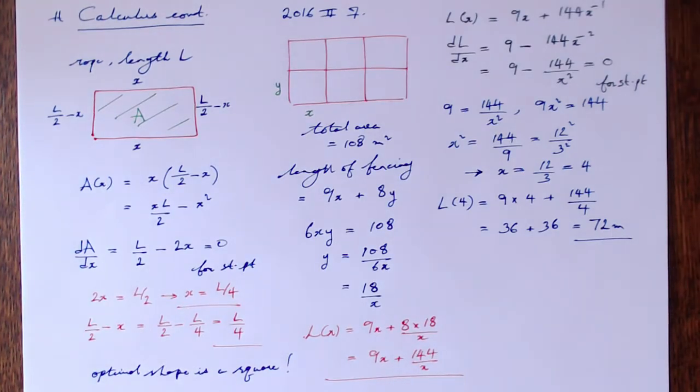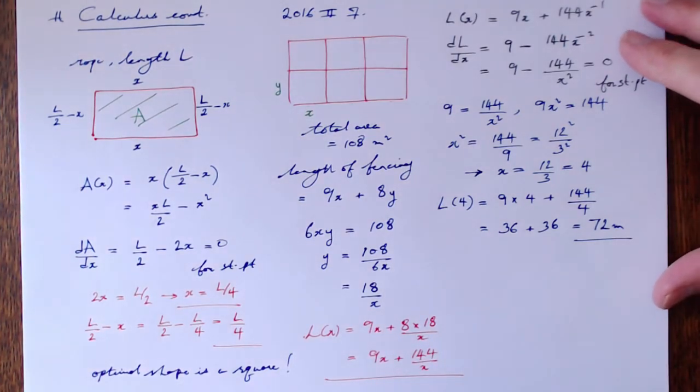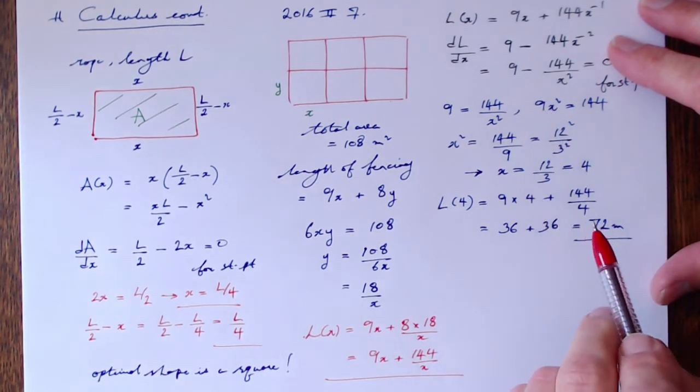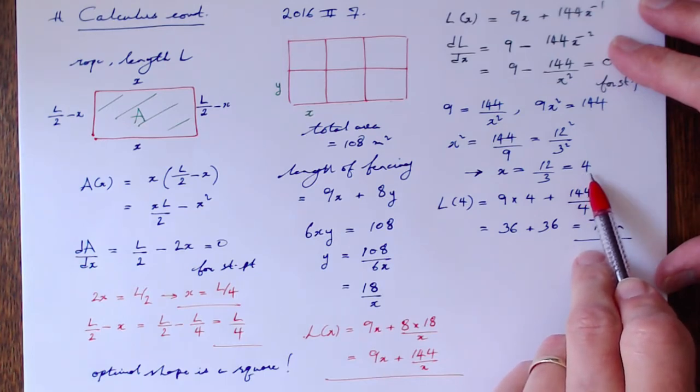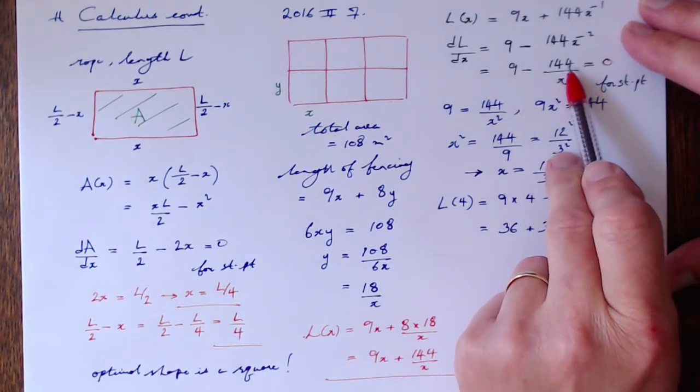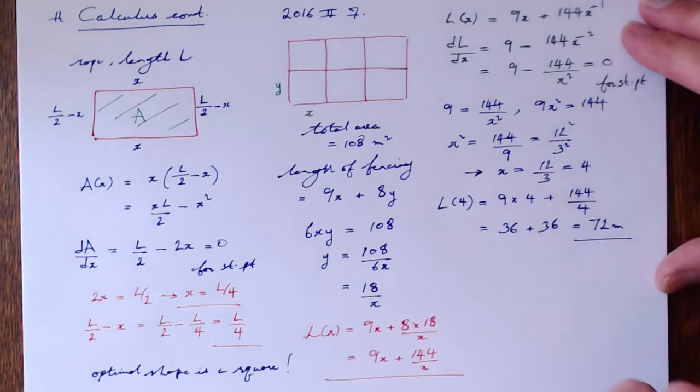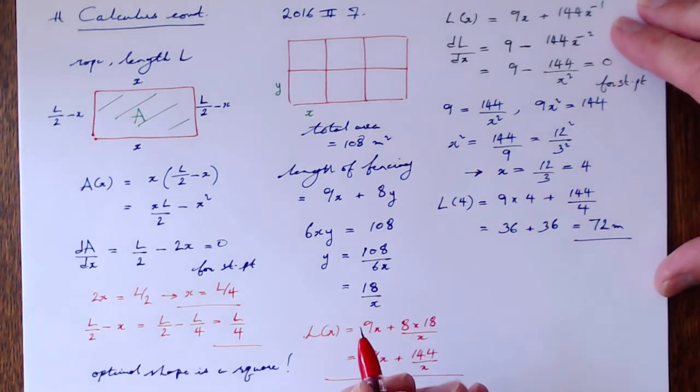Now, as a final step here, let's just do an exercise to show that indeed this solution, this value of x, minimizes the length of fencing. So what we'll do is take a value of x a little bit less than 4 and another value of x a little bit greater than 4, plug it into this formula for the derivative and look at the sign of the derivative.